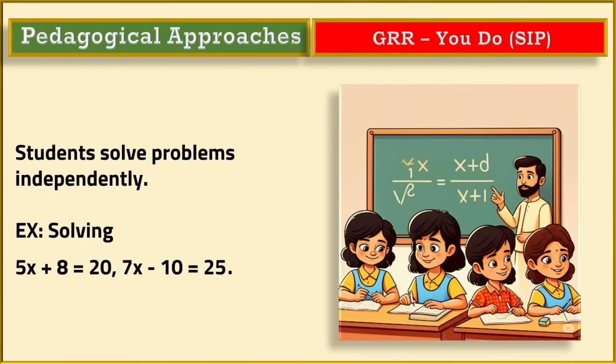Now we move on to GRR you do. The last stage of GRR. Students solve problems independently. They will do problems without any help. For example, solving 5x + 8 = 20, 7x - 10 = 25.